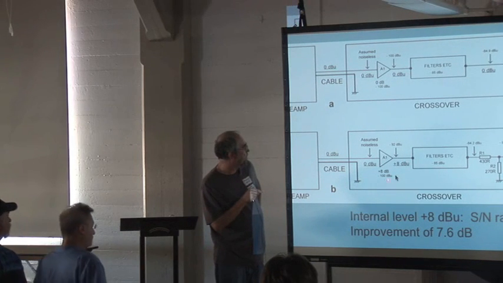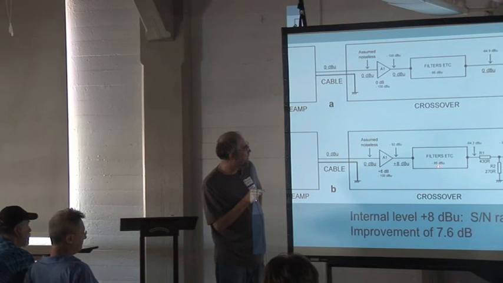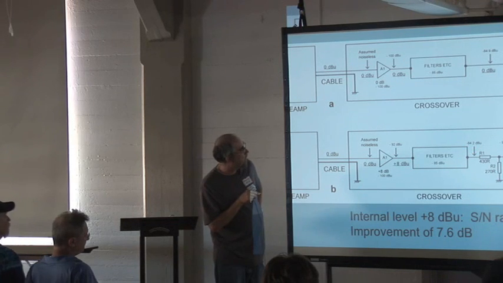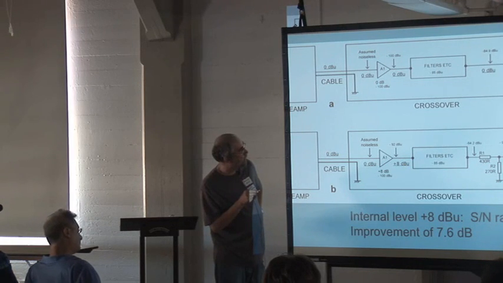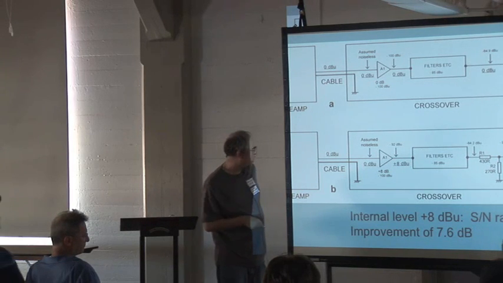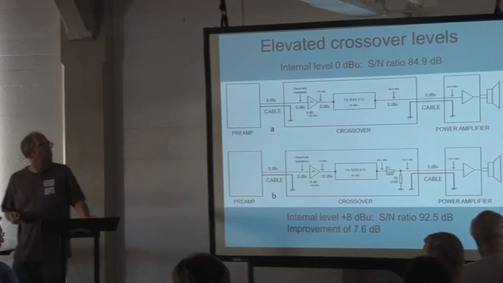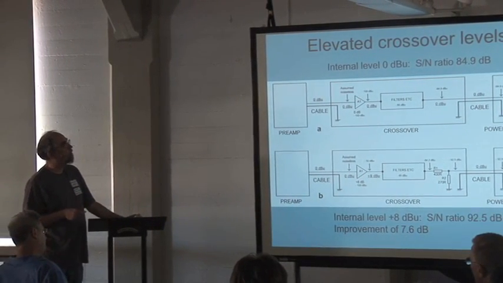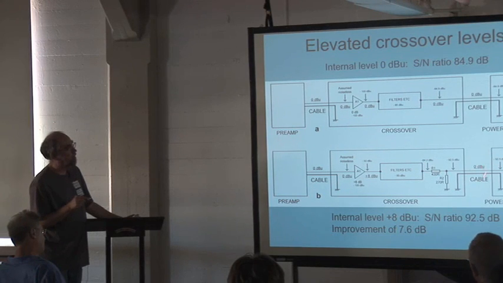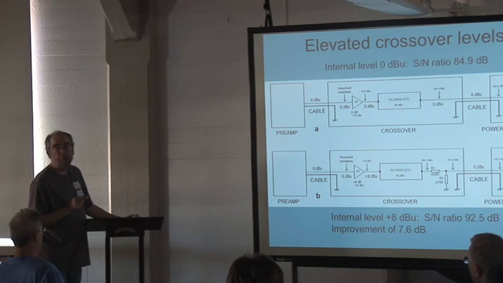So now you've got the same noise level of -85 there, and it adds up to -84.2 here. But then you put in a passive attenuator to get your +8 back to 0, and that of course attenuates the noise as well. So you now have -92.5 instead of -84.9, and pretty much at zero cost you've got a signal-to-noise ratio improvement of 7.6 dB, which is not the sort of thing you get every day.